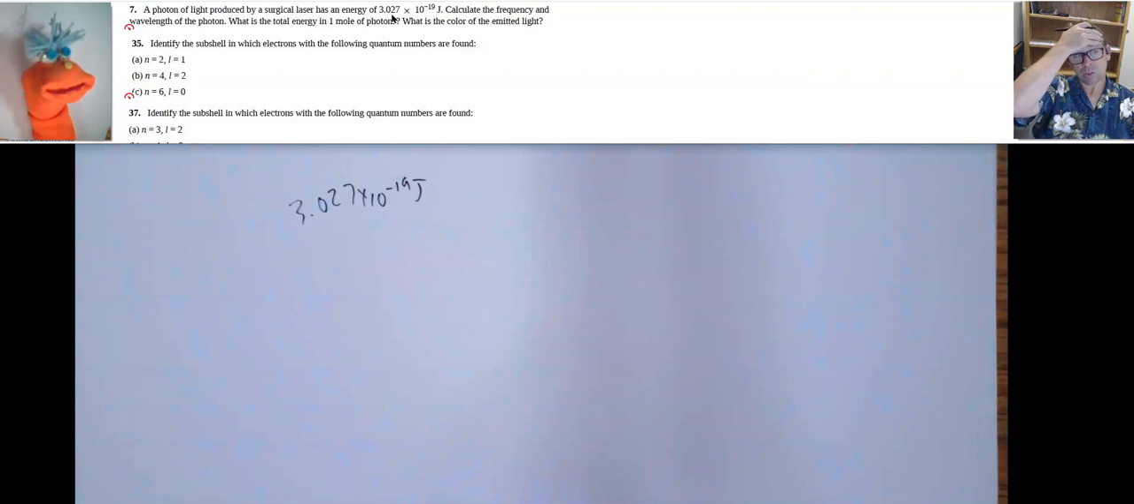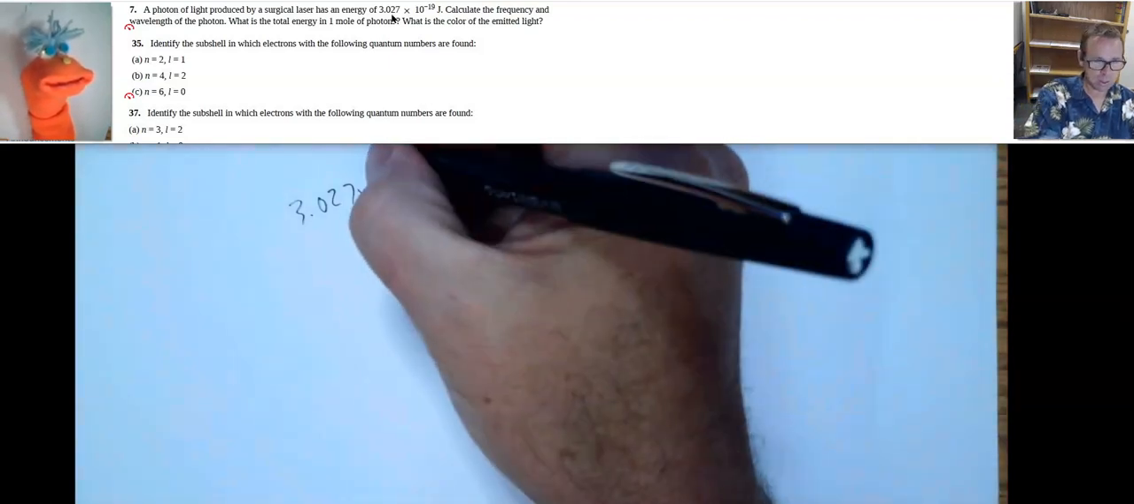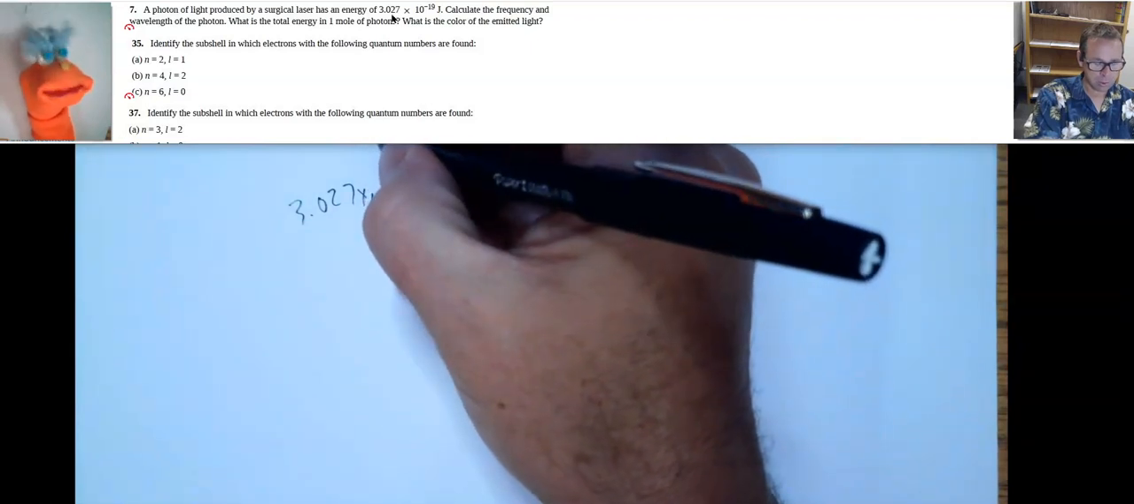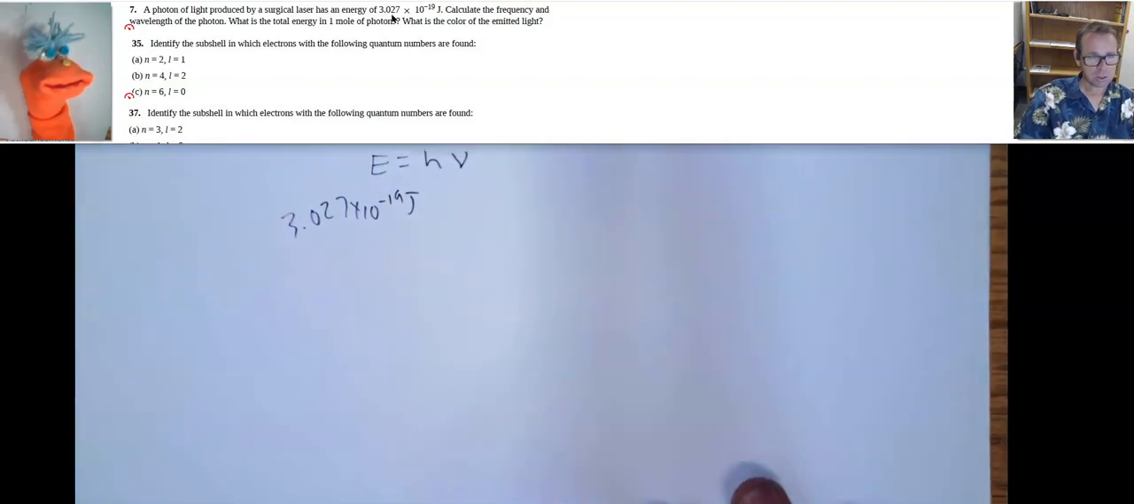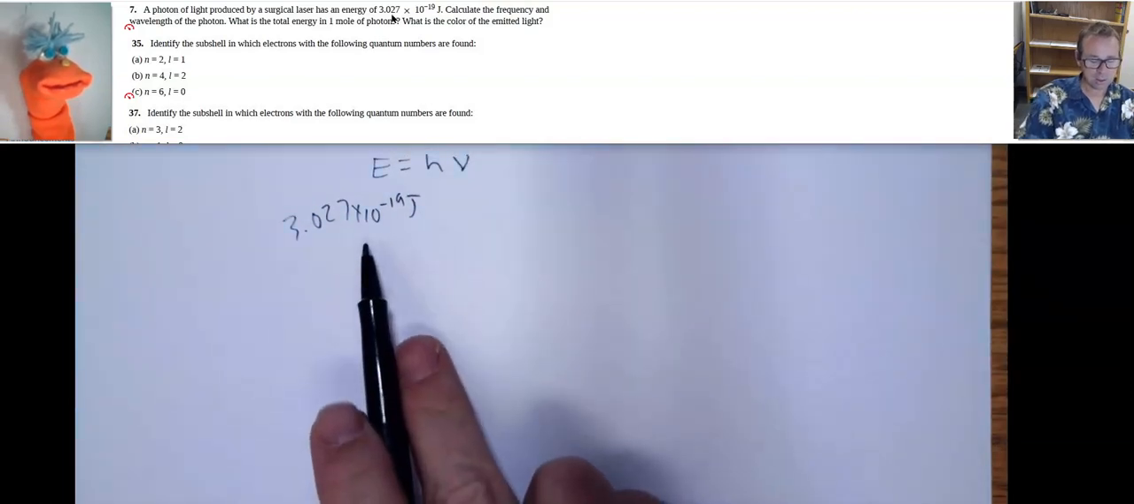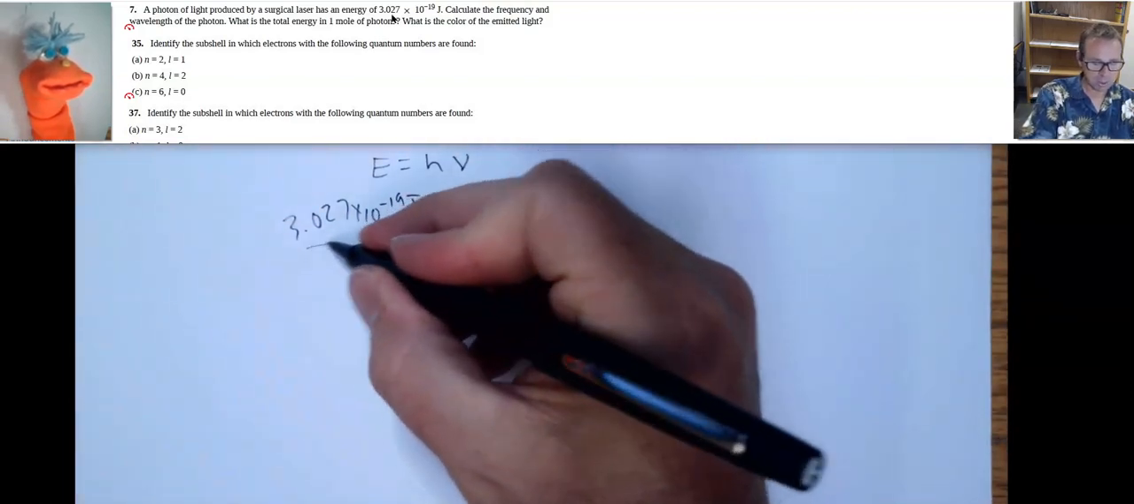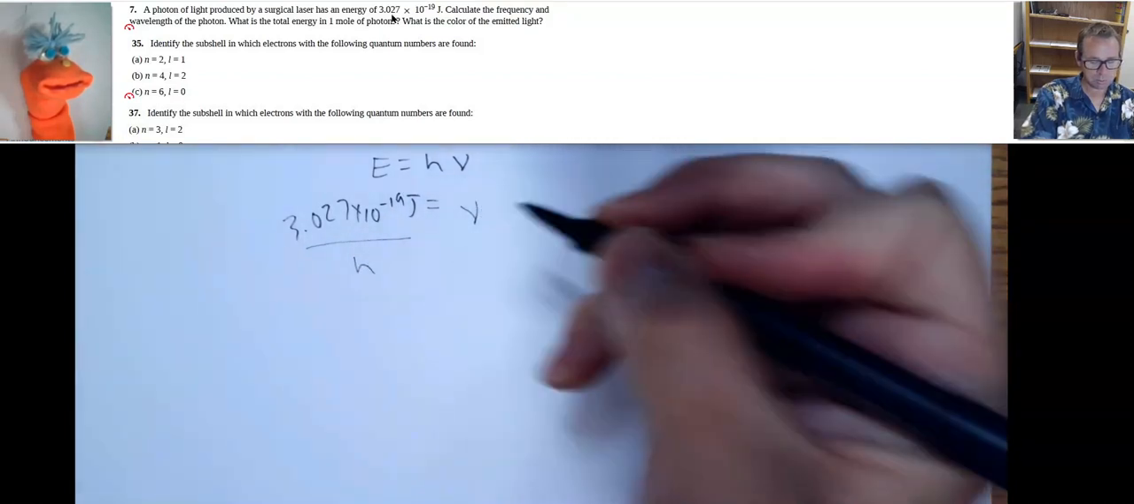So what can that do for us? Well, we got the energy from the frequency last time. That's right. So if we have the energy, we can get the frequency, right? Yes, the energy equals Planck's constant times the frequency. So if we just take this energy and divide it by Planck's constant, we will get our frequency.